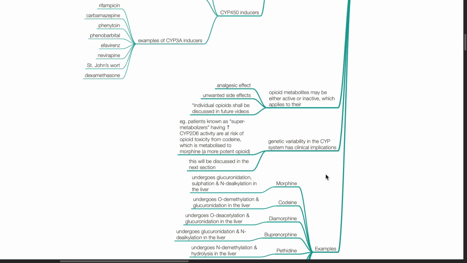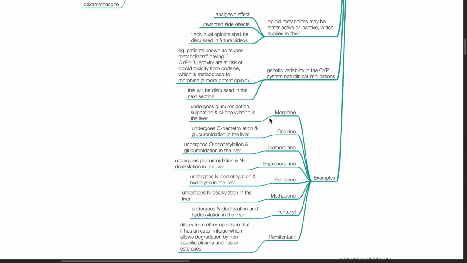Genetic variability in the CYP system has clinical implications. For example, patients known as supermetabolizers have increased CYP2D6 activity and are at risk of opioid toxicity from codeine, which is metabolized excessively to morphine, which is a more potent opioid. This will be discussed in the pharmacogenetics section.